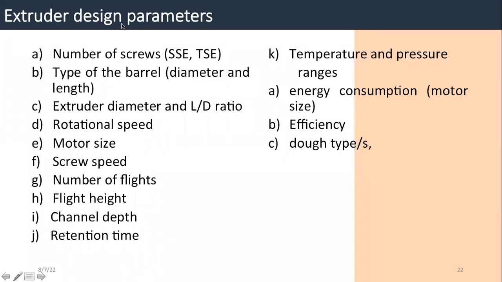And extruder design parameters, so we have discussed these parameters later. Sometimes we can design our own extruder. We can fabricate it.